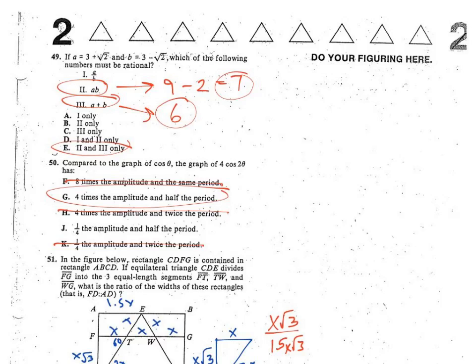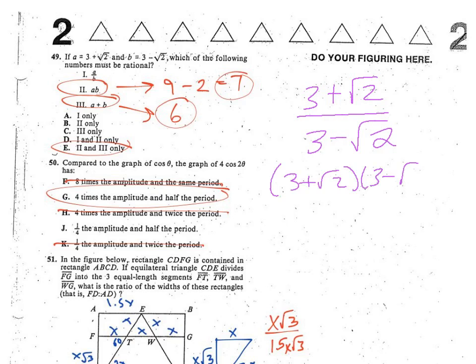Problem 49 is asking which of the following must be rational. Well, if I take my two values and divide them, I would have 3 plus radical 2 over 3 minus radical 2, which would not be considered rational. I then would take a times b, so 3 plus radical 2 times 3 minus radical 2, and by FOILing or double distributing, the radicals would go away and it'd be left with just an integer value.